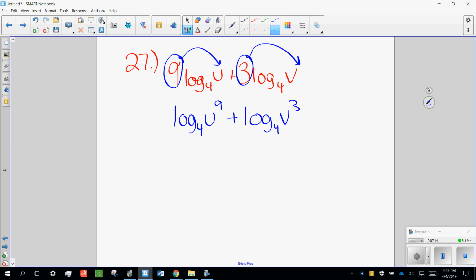And once you've got those constants inside the logs, we can go ahead and combine them into a single log, where because we're adding, that means that inside the log they will be multiplied. Log base 4 of u to the 9th times v to the 3rd. And we will call that good.